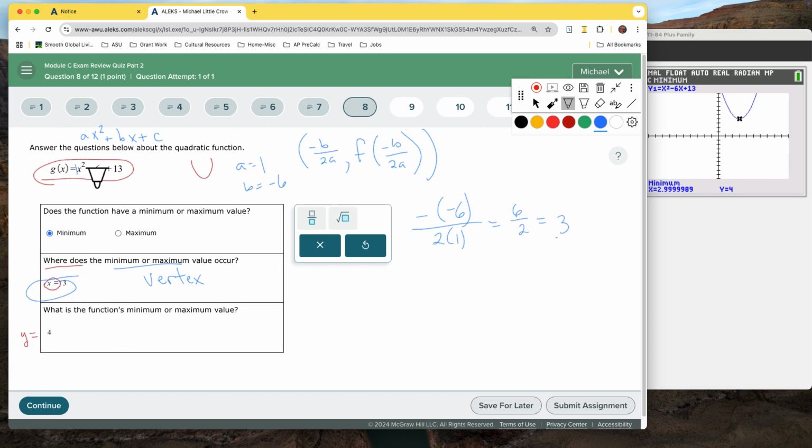Then we take this 3 and we plug it into the function. So we need to find now g of 3. And so we take 3 and we're going to square it, minus 6 times 3, plus 13. 3 squared is 9. Negative 6 times 3 is negative 18, plus 13. 9 and 13 is 22. 22 minus 18 is going to give us 4. That's what we got there. Okay, so two different ways to do it. It's good to verify and validate everything, but that's how you can do number 8.